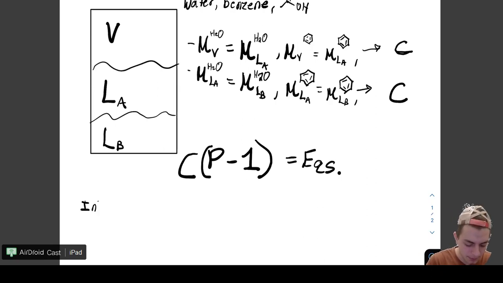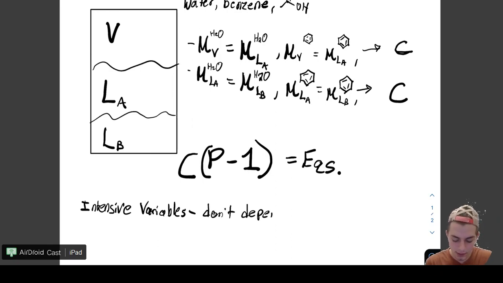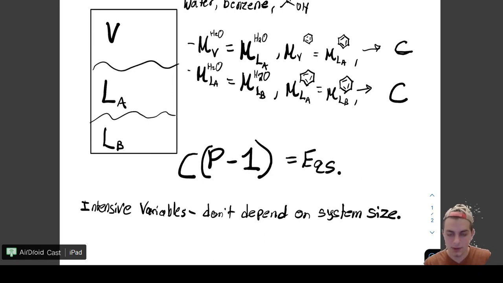Now from here we want to talk about the number of intensive variables, and what I mean by that, intensive variables. These are variables that don't depend on system size. So things like temperature, things like pressure, those are going to be two of our system variables. So temperature and pressure are always going to be two intensive variables for our systems. Things like molar amount will not be. Same with things like mass. Those components would not be intensive variables.